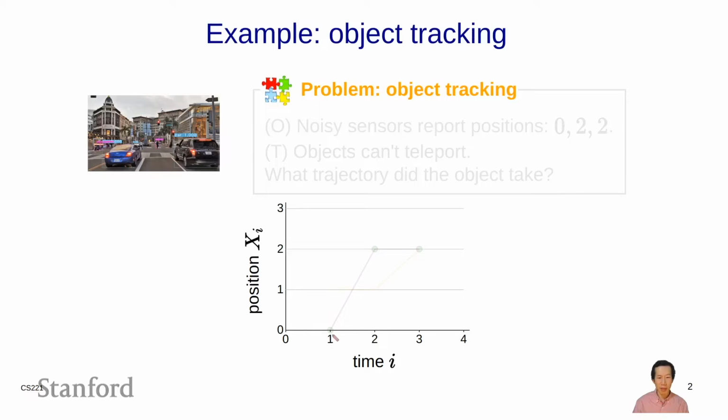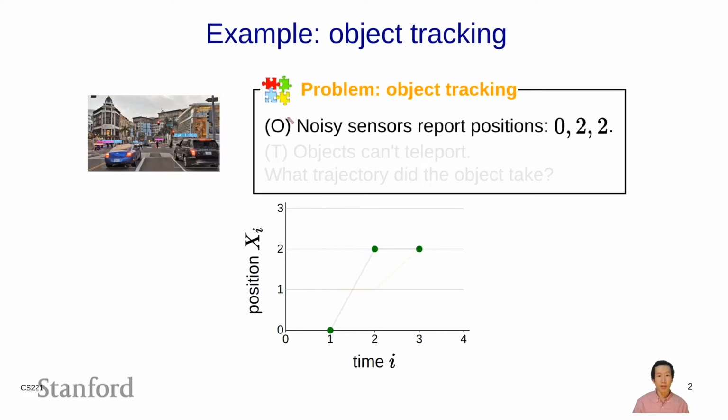Maybe at time step 1, I observe that the object was at 0. At time step 2, I get an observation of 2, and at time step 3, I get an observation of 2. So the noisy sensors report these positions, 0 to 2. And we know that objects can't teleport.